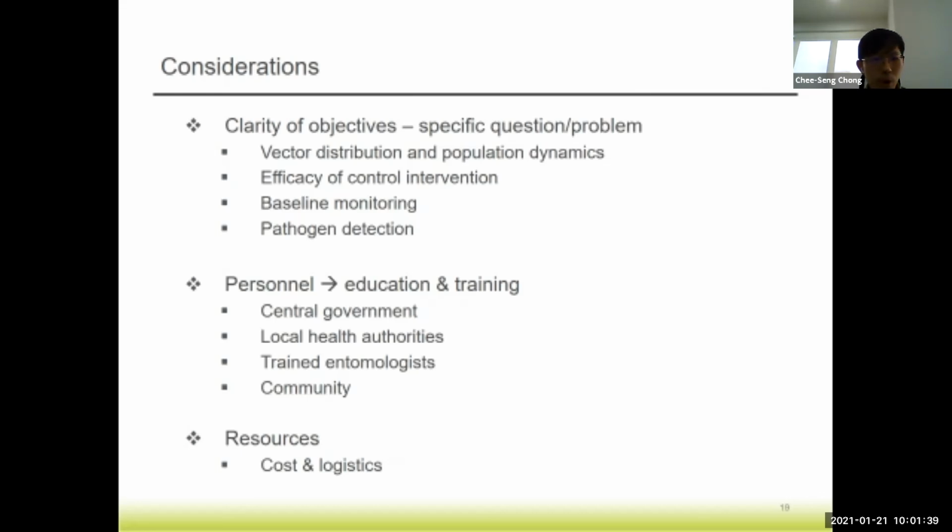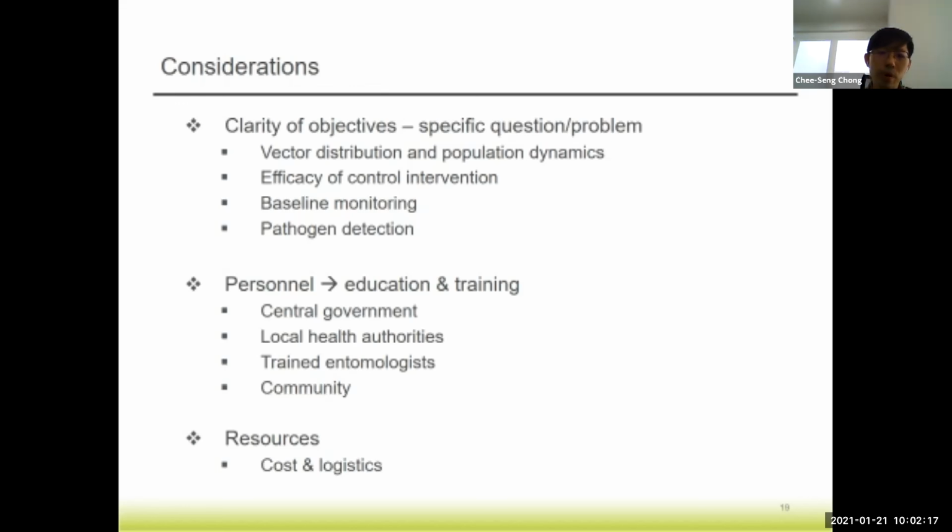And of course, more importantly, the personnel is very critical. Which level of personnel will be involved in this surveillance program? Would it be a central government monitoring program, local authorities, municipal, and so on? One thing to note is that you probably need trained personnel to be able to advise or perform identification of the mosquitoes. I think that will be touched on a bit later on in the identification session.